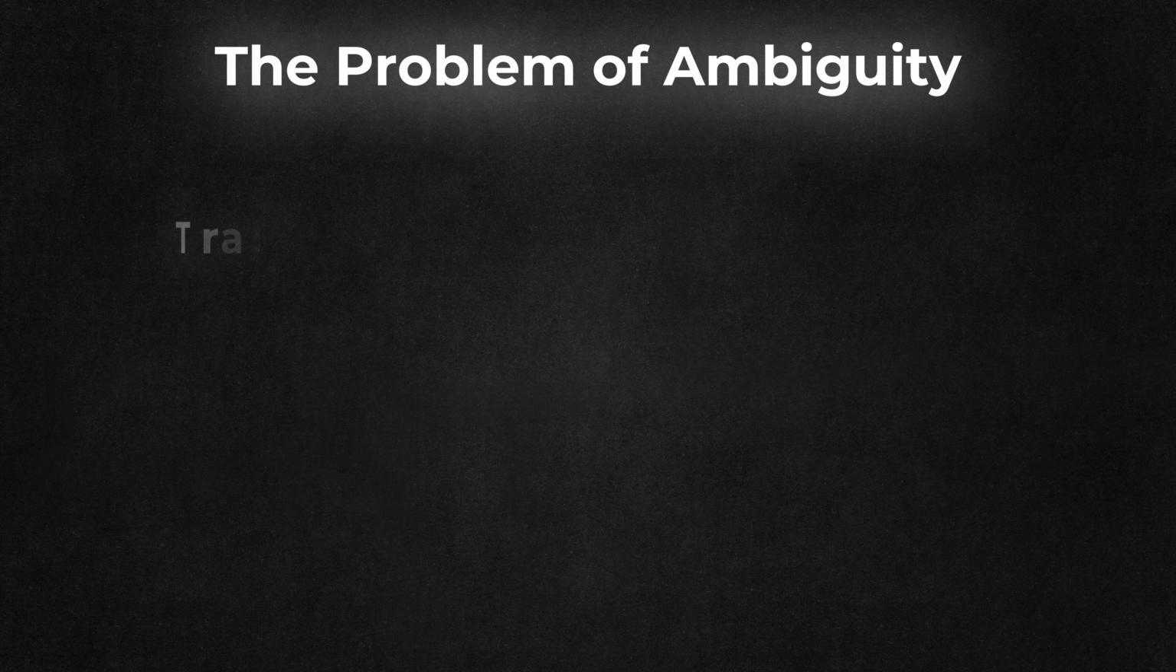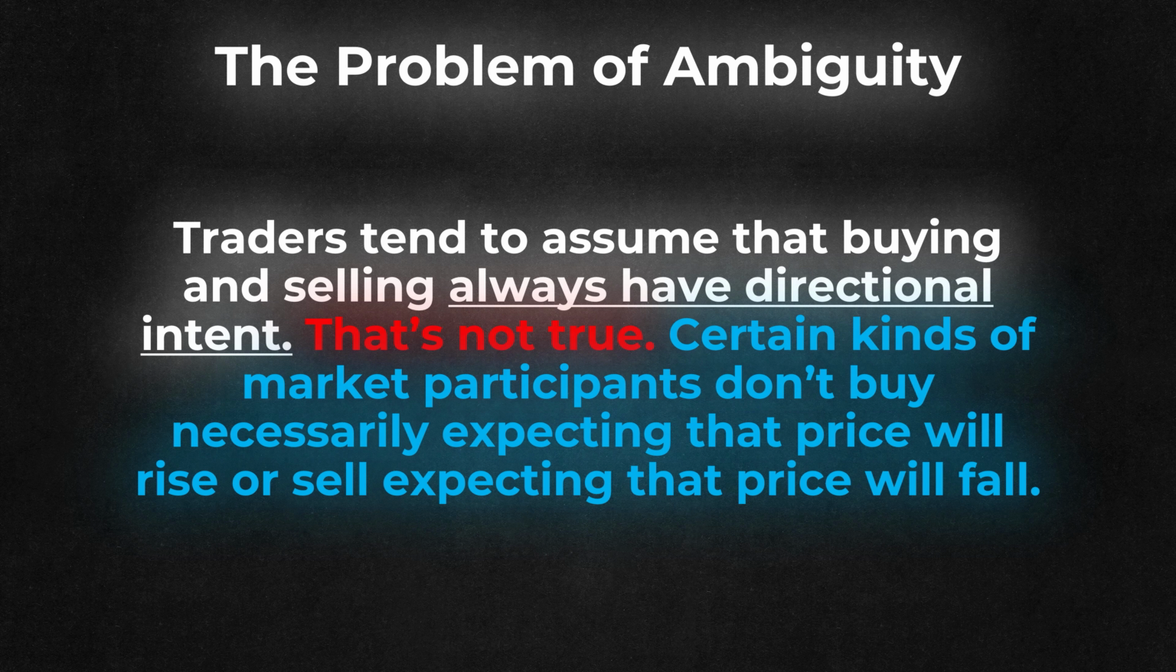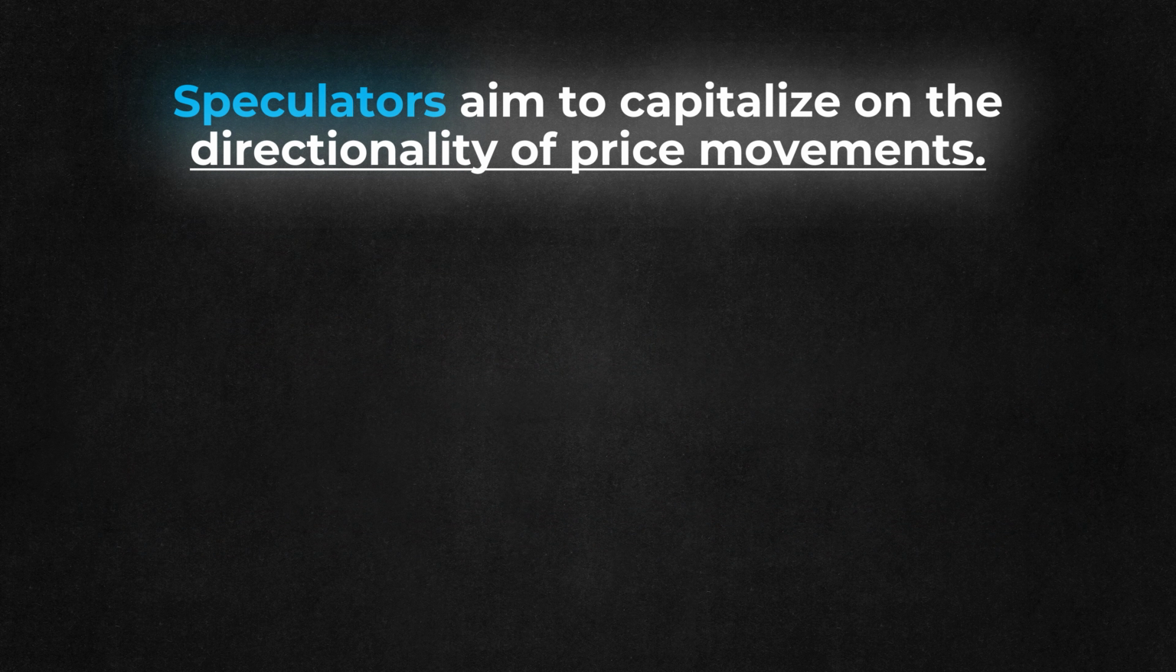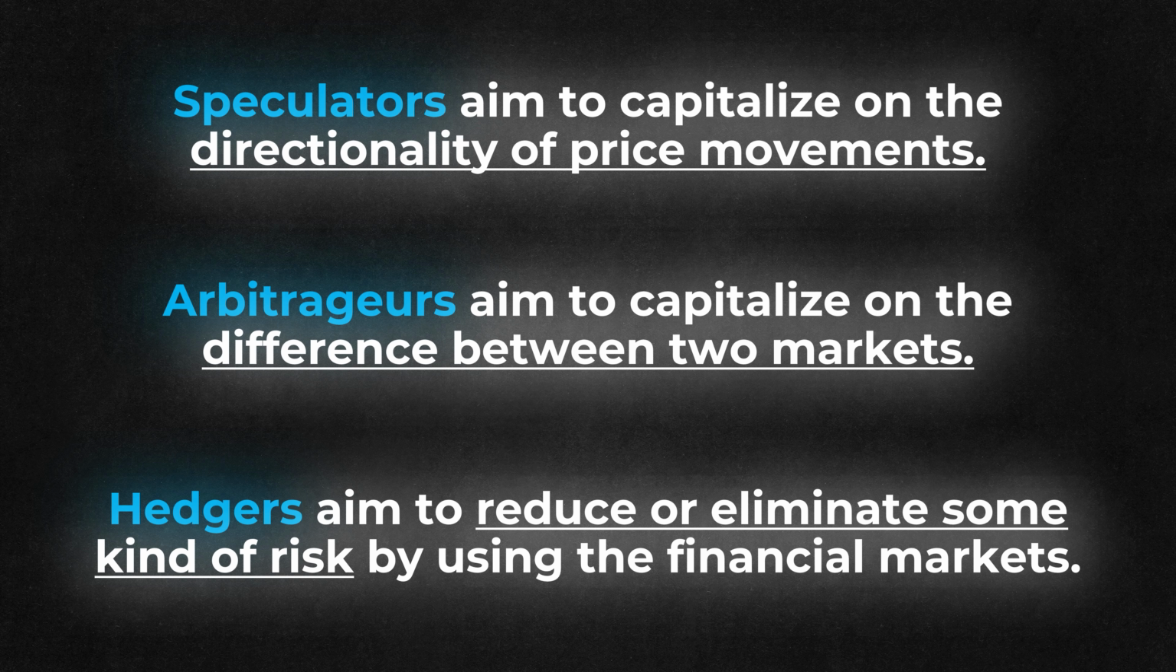Another problem here is that traders tend to assume that buying and selling always have directional intent. That's not true. Certain kinds of market participants don't buy necessarily expecting that price will rise or sell expecting that price will fall. The key to understanding that is that there are mainly three types of market participants: speculators, arbitrageurs, and hedgers. Speculators are what most retail traders expect every market participant to be. Speculators want to capitalize on the directionality of price movements, meaning buying low and selling high.